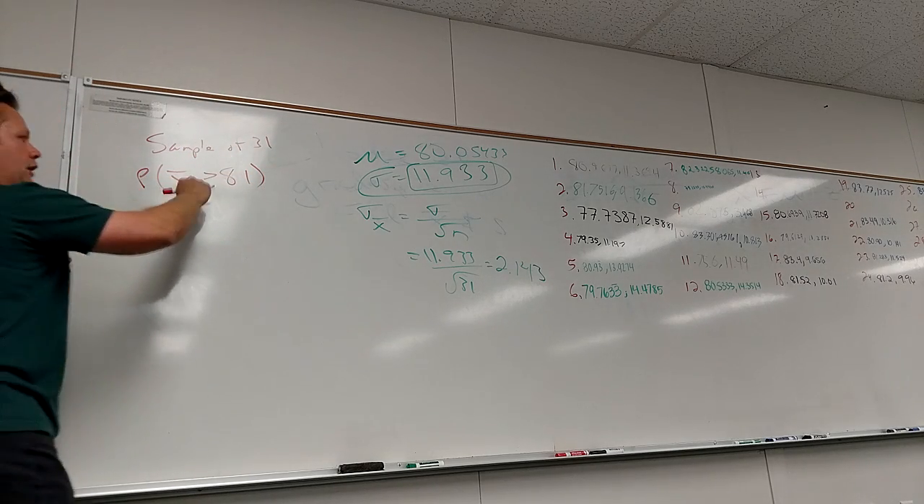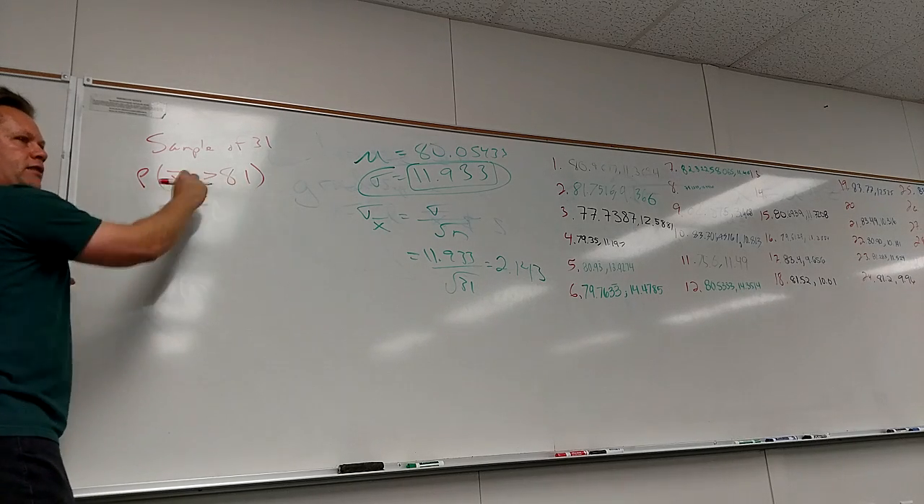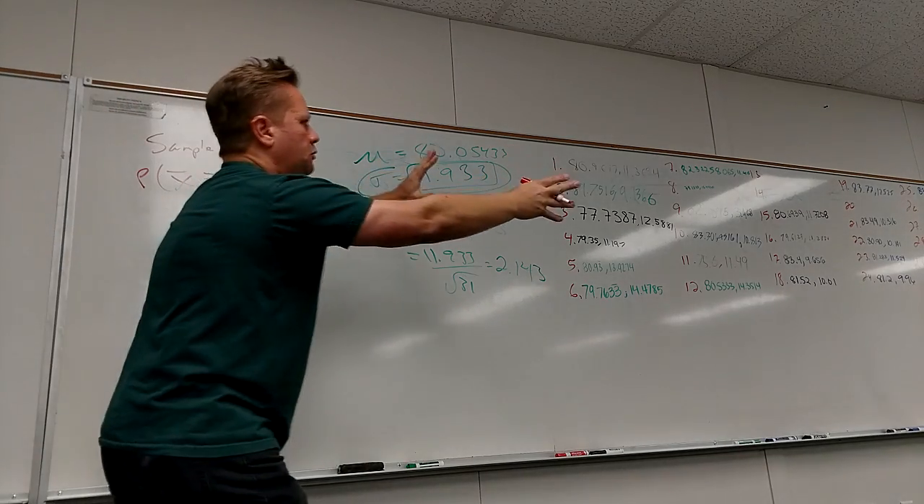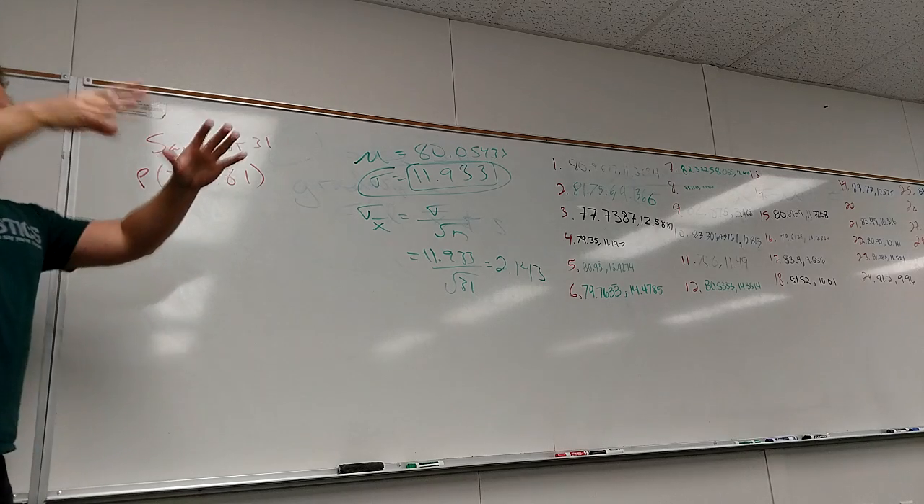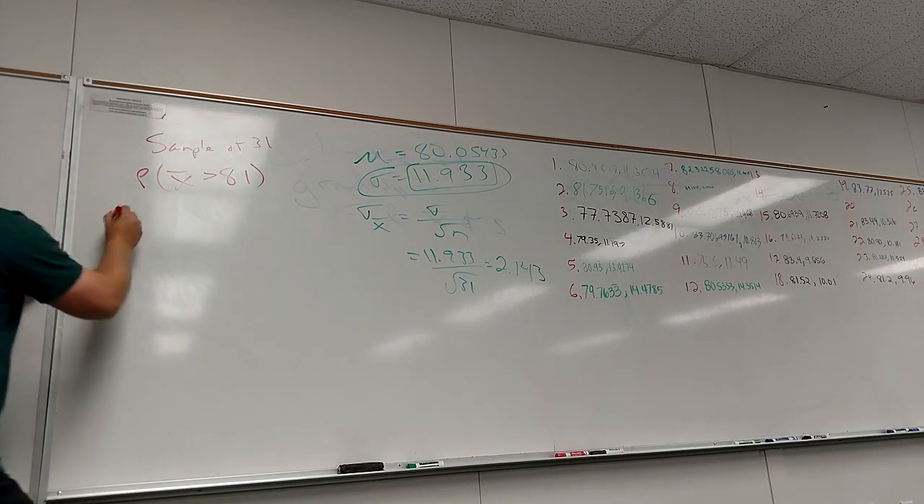So theoretically, what percentage of people should have gotten a mean higher than 81? That's what this means. If I have a bunch of people do it, this is going to tell me what percentage of those people should have gotten greater than 81. So how do I do this? What goes right in the middle?